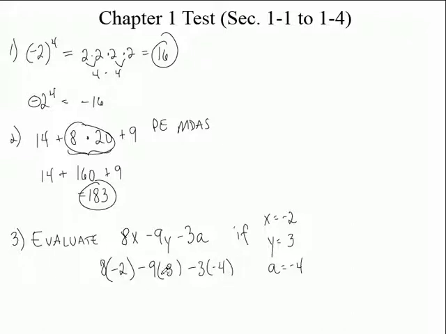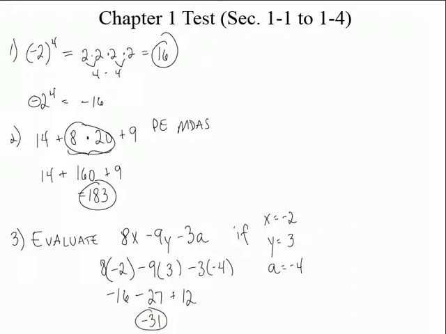All right, let's do these multiplication problems first. 8 times -2 is -16. This is minus 9 times 3, which is -27. Right here, it's -3 times -4, which is +12. You can throw it in a calculator, but let's just do it in our head. It's -16 plus 12. I think that's the easiest part to do. -16 plus 12 is -4. -27 minus 4 is -31.